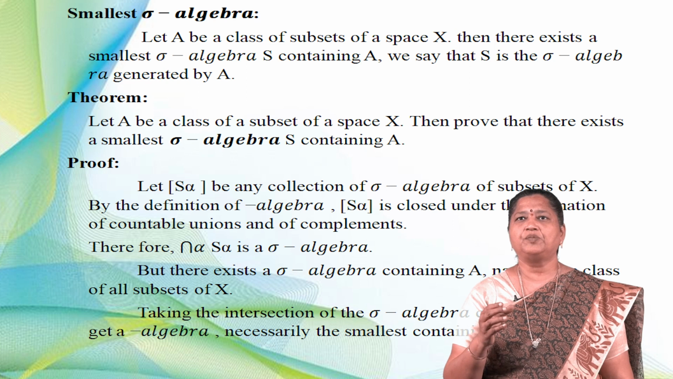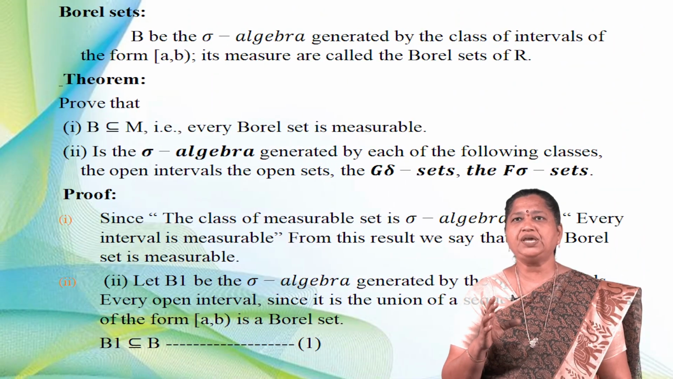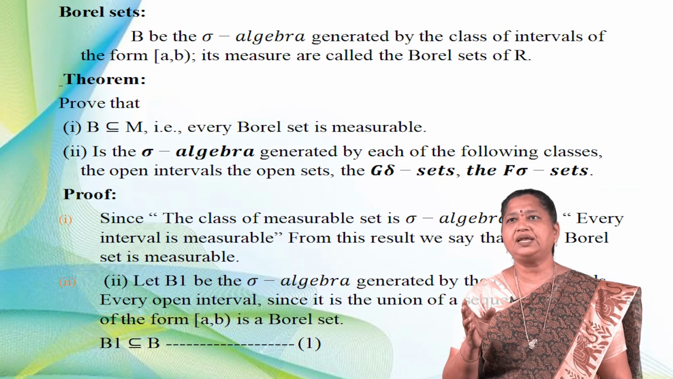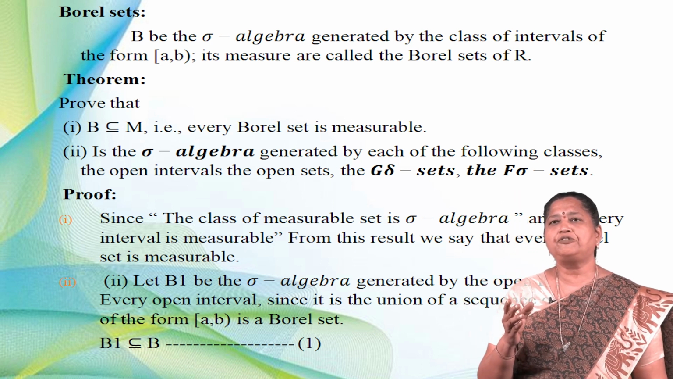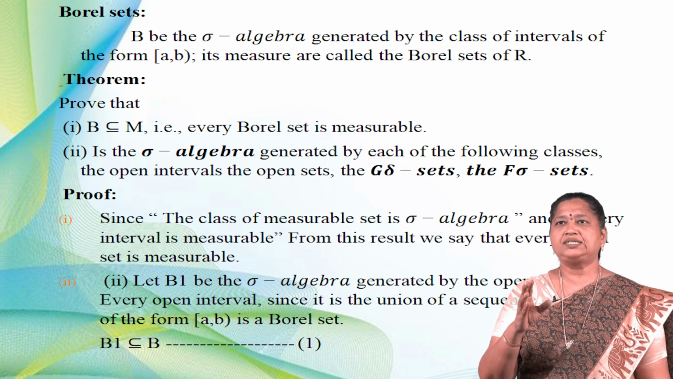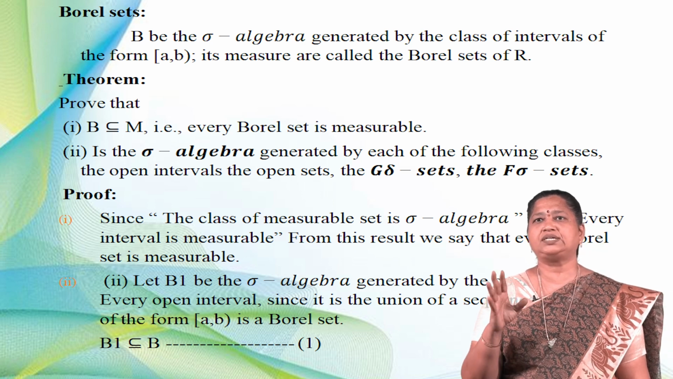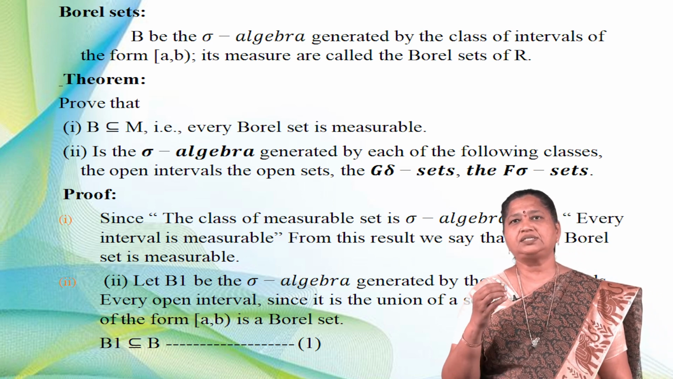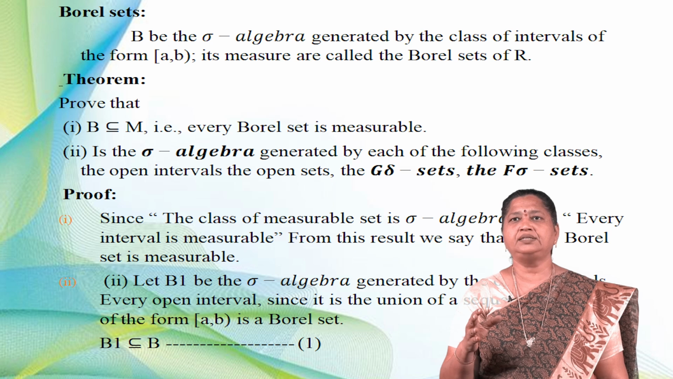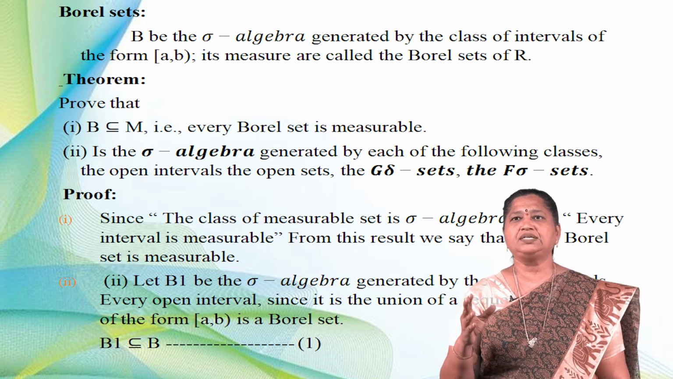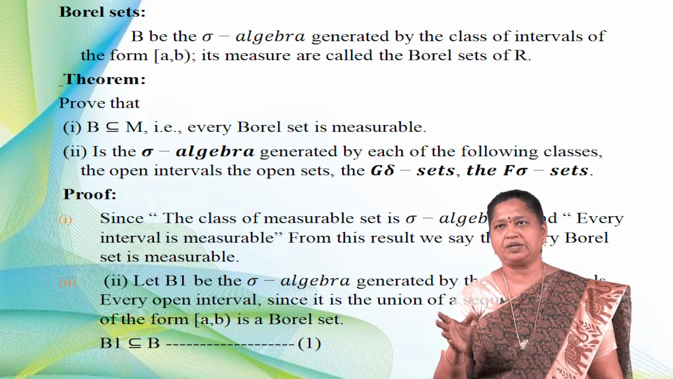The next is the Borel set. B is the sigma algebra generated by the class of half open intervals [a, b). Its members are called the Borel sets of R. Under this, one of the theorems proves that B is contained in script M, that is, every Borel set is a measurable set.